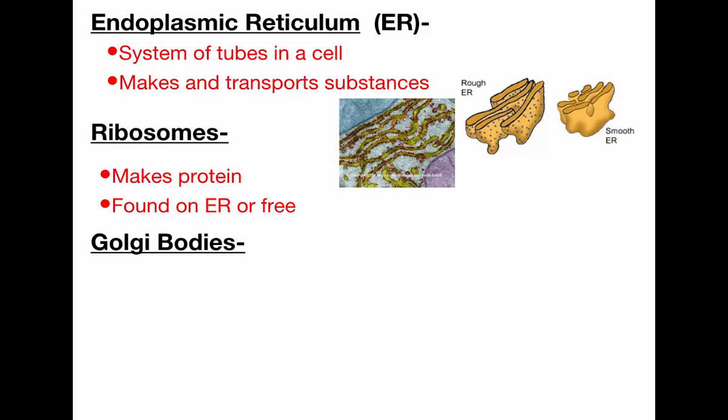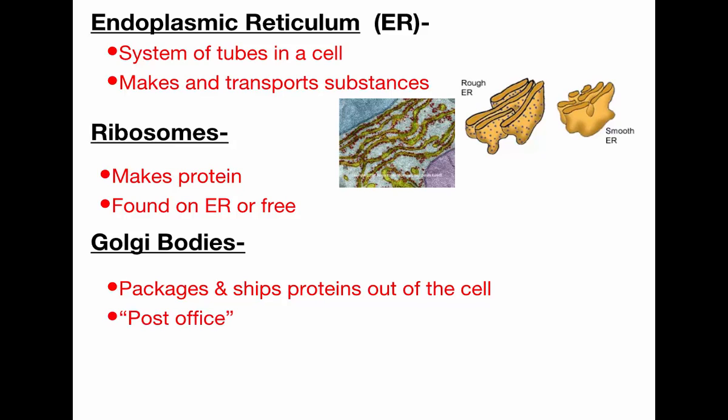The last organelle is the Golgi bodies. And their job is to be like the post office of the cell. They package up proteins that are going to be shipped out of the cell and released. Kind of like the post office.